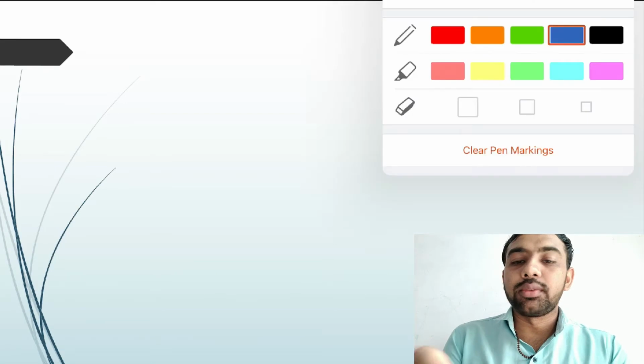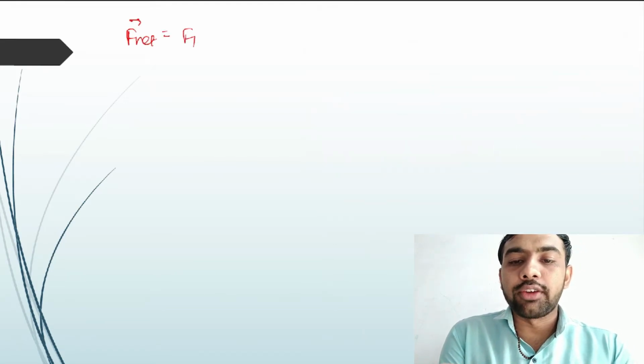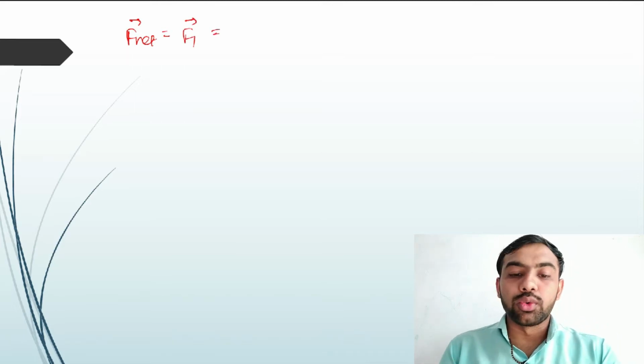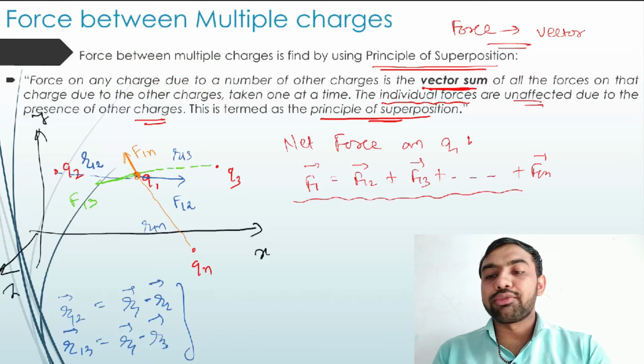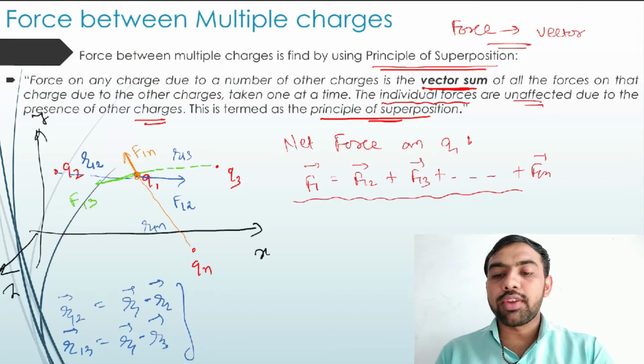So how do we get this net force? Net force is given as F net is equal to F12 plus F13 plus so on up to F1n. Then how do we get this answer?